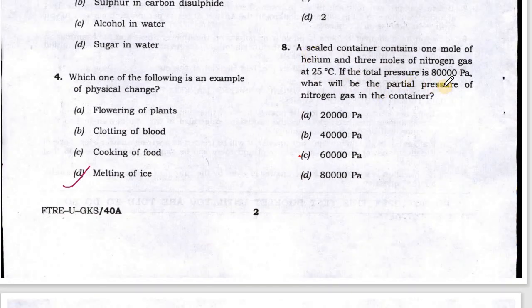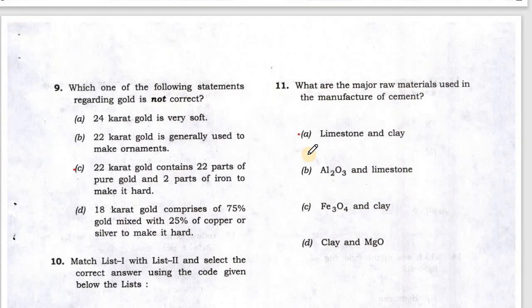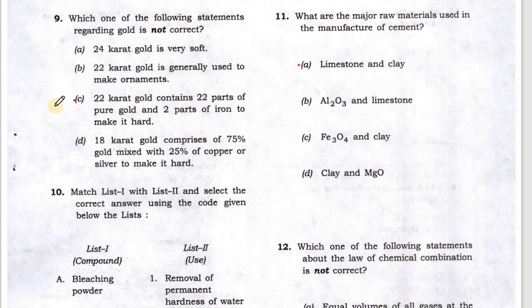Next, they are asking about the partial pressure. They have given 1 mole of helium and 3 mole of nitrogen. So partial pressure of nitrogen, 3 mole, so 3 by 4 into 8000, so this will be 6000. Next is which one regarding gold is not correct? So this is the 22. So C will be not correct. 22 carat gold contains 22 parts pure gold and 2 parts of not iron.